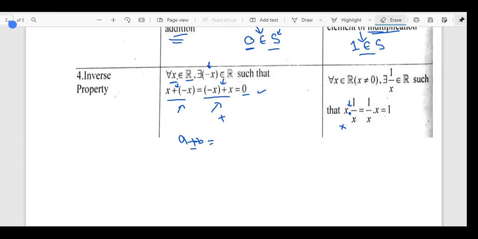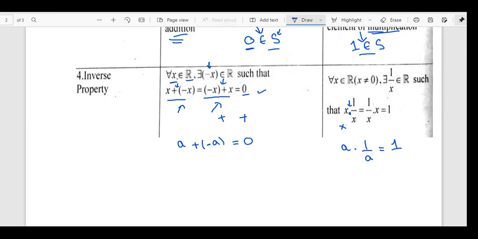Just know that for the inverse property we need such a number in the set for every number, that if I have a in my set, I should have minus a such that I get 0, right? This is for addition. And if I talk about multiplication, in this case, if I have a, I should have 1 by a such that I get my multiplicative identity, that is 1, right? So this is what you should know. Now I'll give you a quick example.